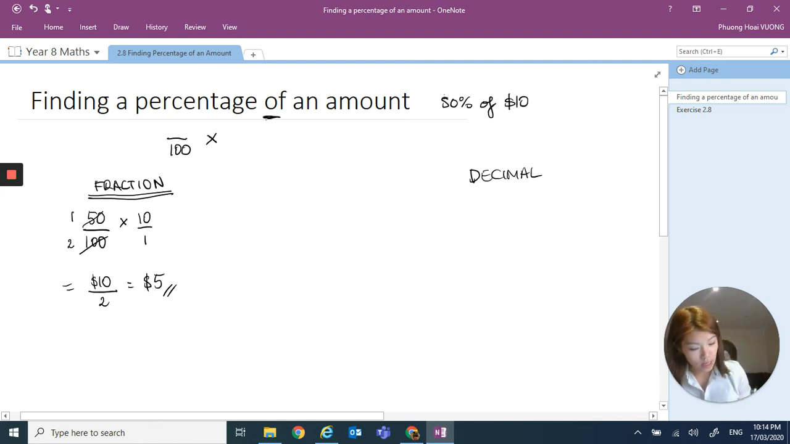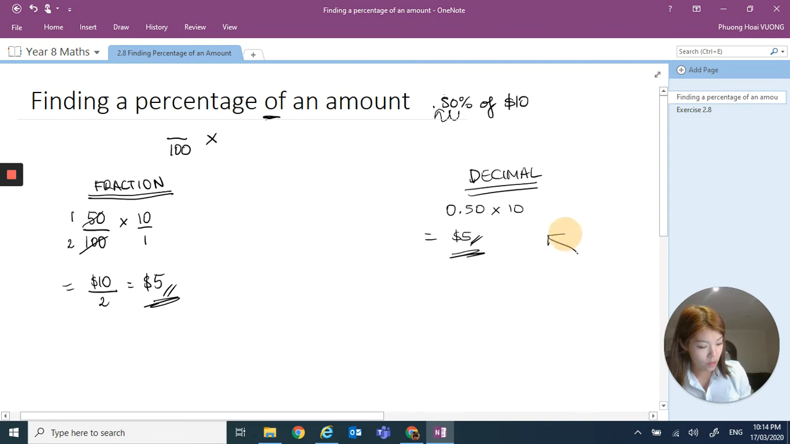Now let's have a look at the decimal version of this question. So what does percent mean? How many times do we move the decimal point? Twice. So we start from here, go 1, 2. Ta-da! Put the decimal point there. So we have 0.50 times 10. Now it looks like a much simpler question. And if you plug that into the calculator, you get $5. So same answer, different methods.